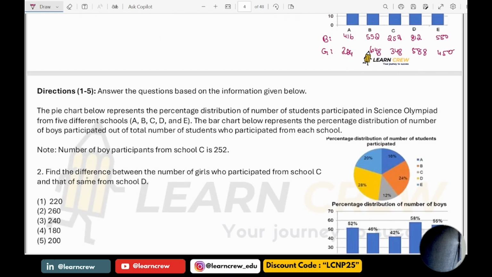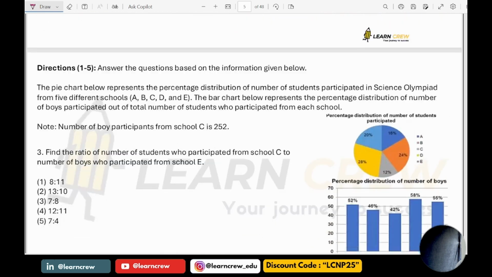And what about the second one? Find the difference between the number of girls who participated in C and that of D. C girls are how much? 588, and D girls are 450. The difference would be how much? C and D. Okay, sorry, C is 348 and D is 588. The difference is 588 minus 348, which is 240. 240 is the answer.